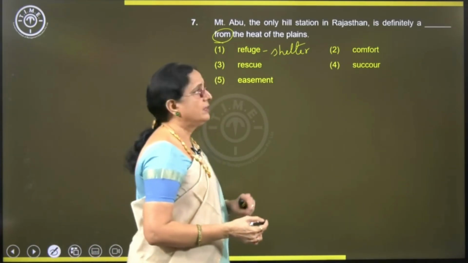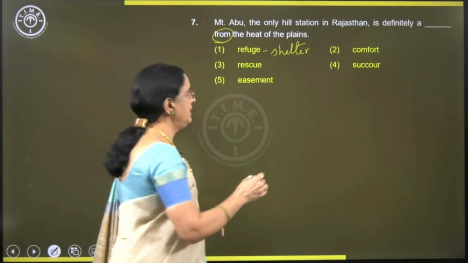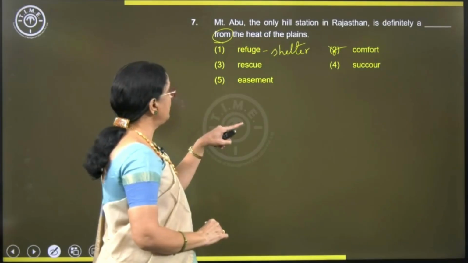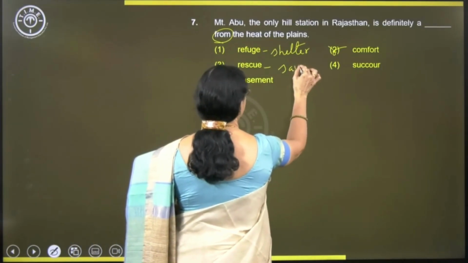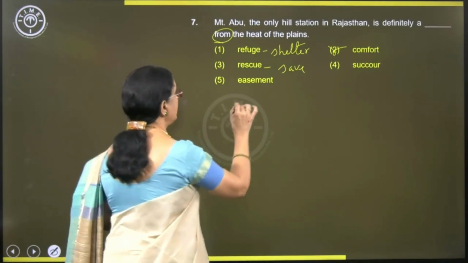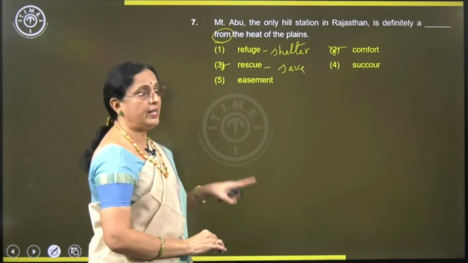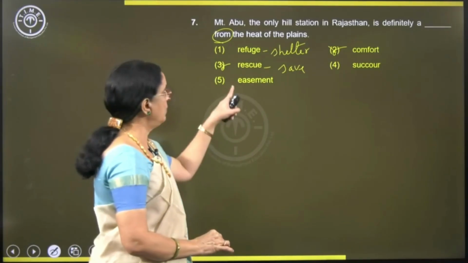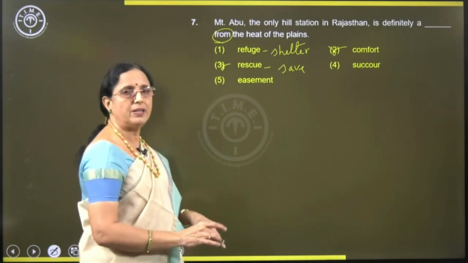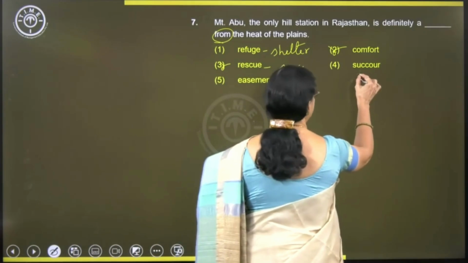Comfort is ease. Do you say definitely a comfort from? You don't say comfort from. See, a comfort. That's what you say. Not comfort from the heat. Then rescue. Rescue is what? Save. It's not about somebody in danger you are saving. You don't say rescue from the heat of the plains. You are not saved. You are not in danger. It's only heat of the plains. That's all. You are not in danger and somebody rescues you. Here nobody is rescuing. It is giving shelter to you. Not that you are rescued by that. Remember, usage is important. Succor is what? Aid or support.